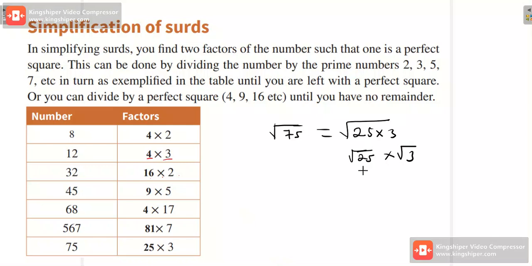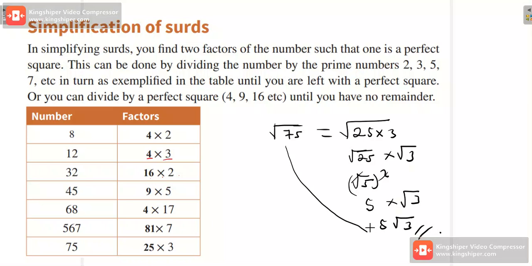Then this root of 25 is a perfect square. So root of 25 means root of 5 squared. The square will cancel the root, then we are left with 5. Then the root of 3 comes there. So we have 5 root of 3 as the answer. So the simplified form of root of 75 is 5 root of 3. So you can try for the rest.